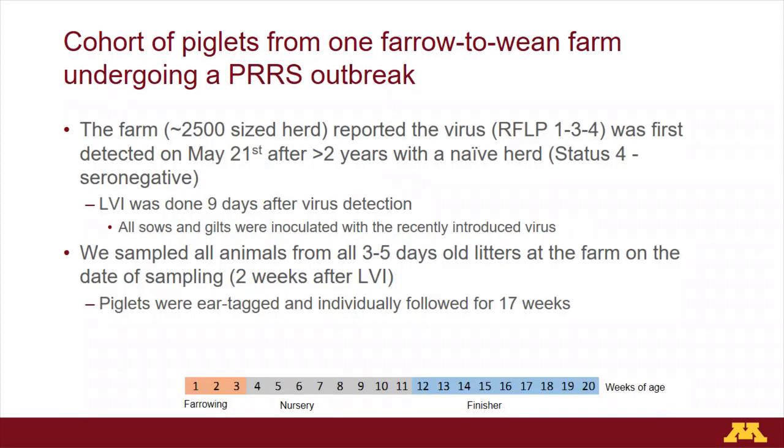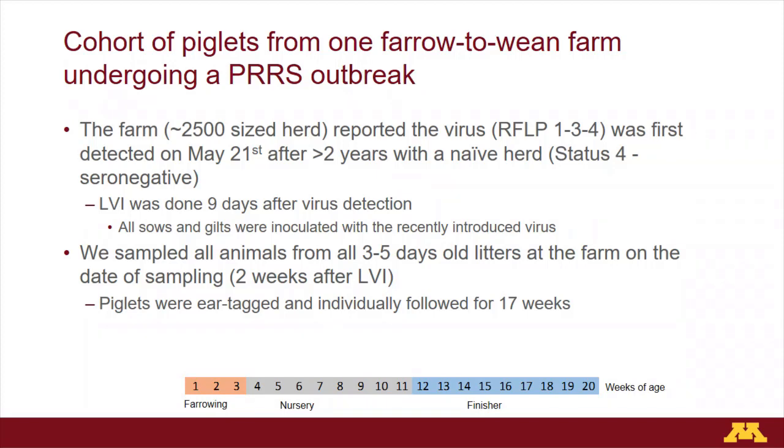So we wanted to further investigate that case, so we started a cohort of piglets from one farrow-to-wean farm that was undergoing a PRRS outbreak. So this farm was from the Midwest, and they reported the virus on May 21st, and that viral detection was actually after more than 2 years with a naive herd, so all of the animals were seronegative. So once they detected that virus, which was RFLP 1-3-4, they performed LVI 9 days after the viral detection. So all sows and gilts were inoculated with the recently introduced virus.